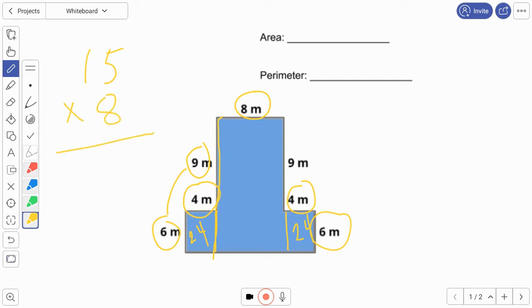All right, I'm going to do that. 8 times 5 is 40. Carry the 4. 8 times 1 is 8, plus 4 is 12. So this big one in the middle is 120 meters.